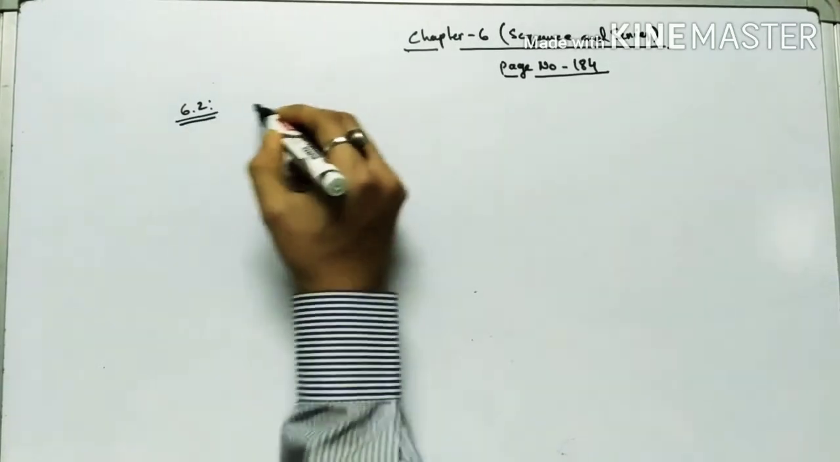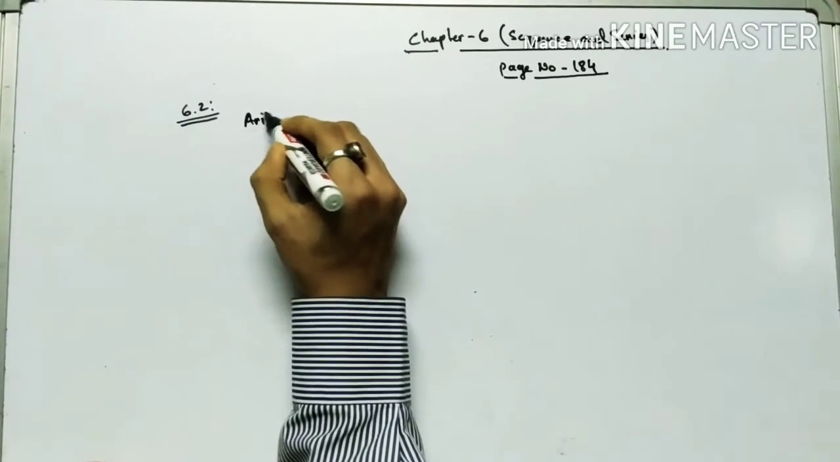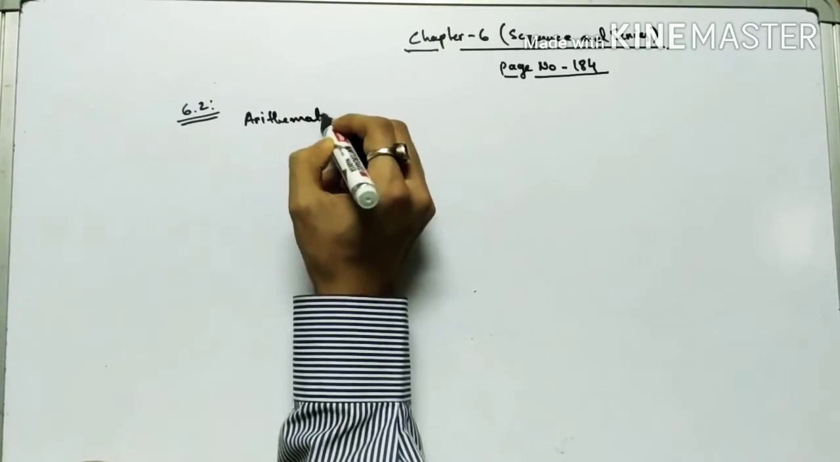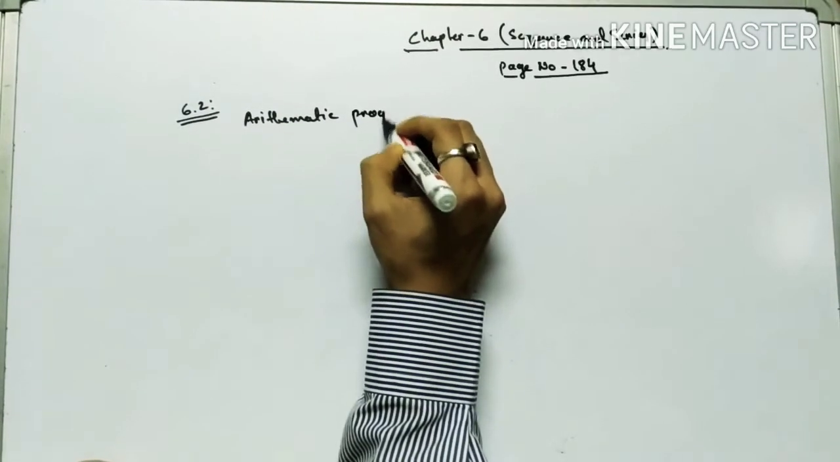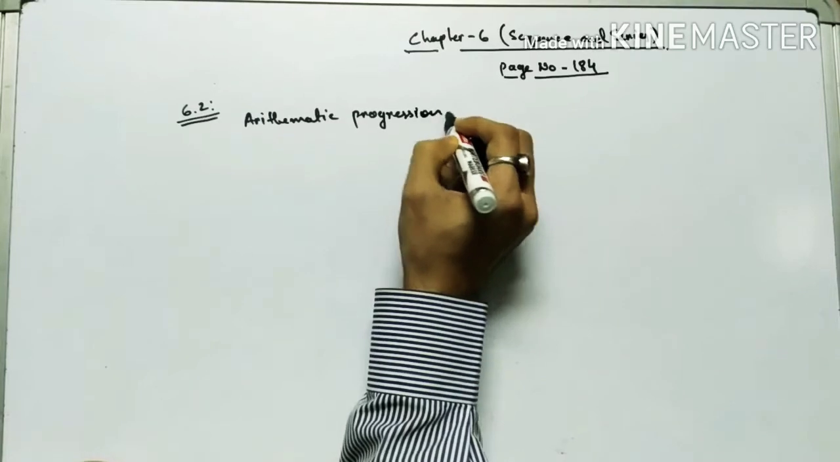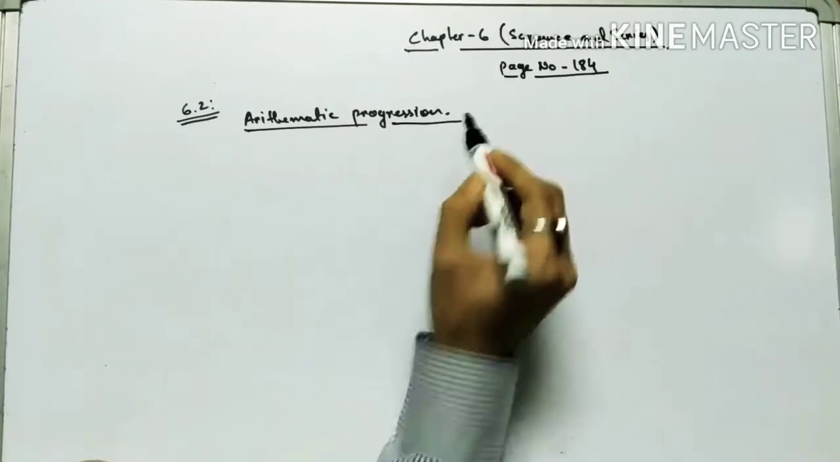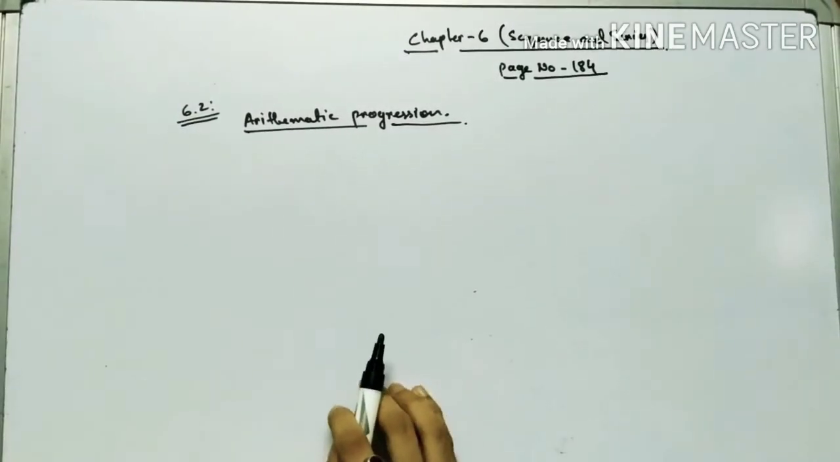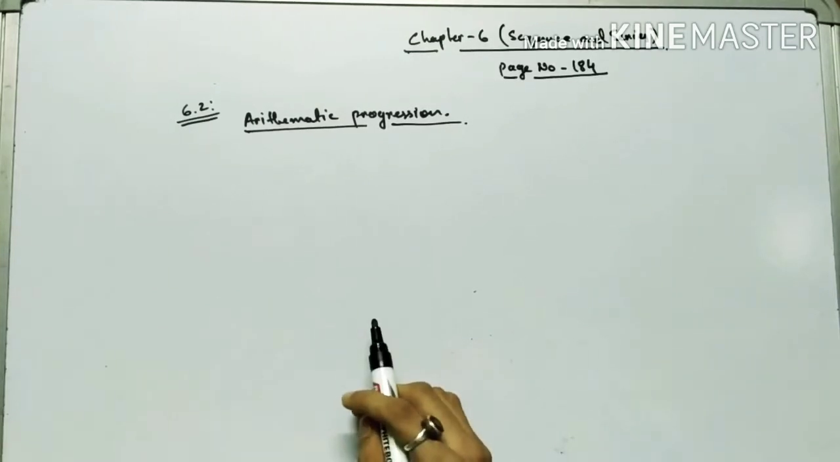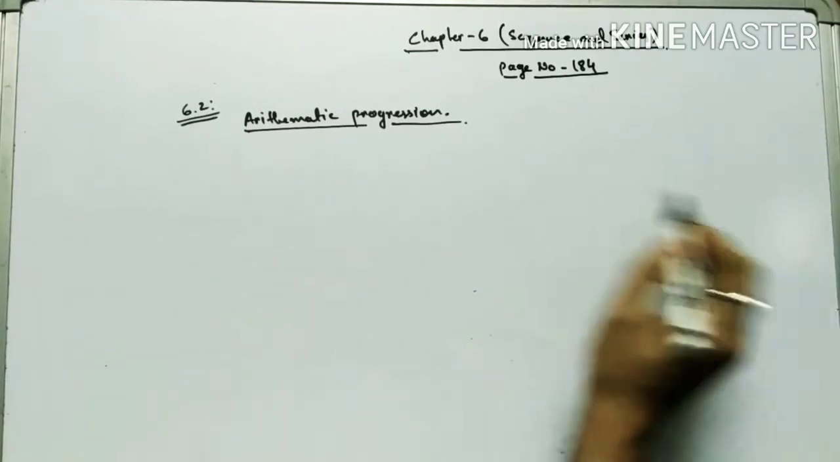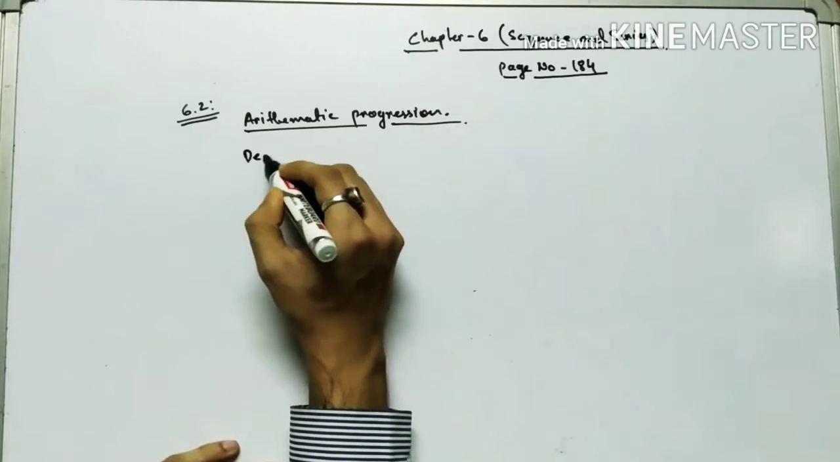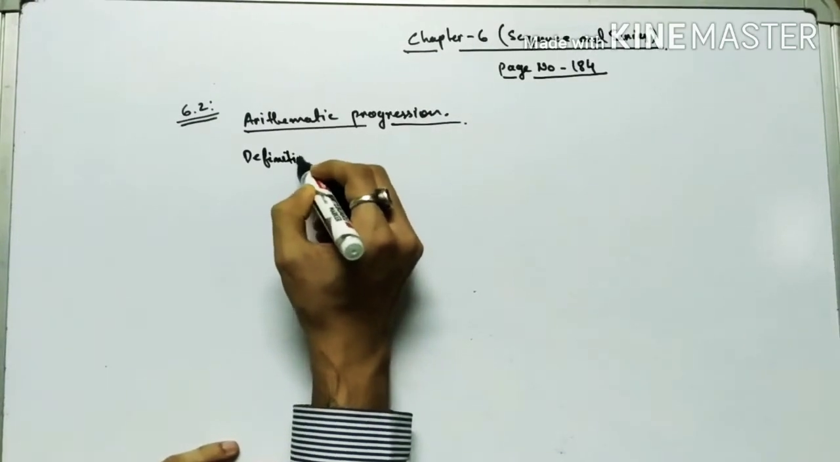So in here the topic is arithmetic progression. In here you see the definition. First of all, the definition of arithmetic progression.